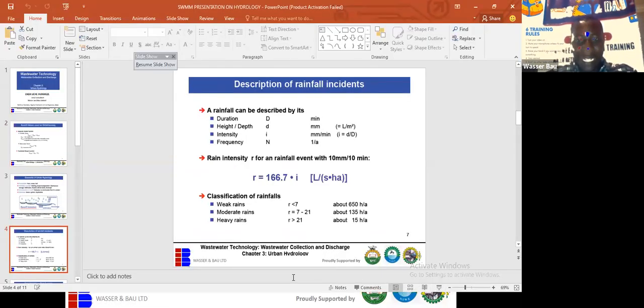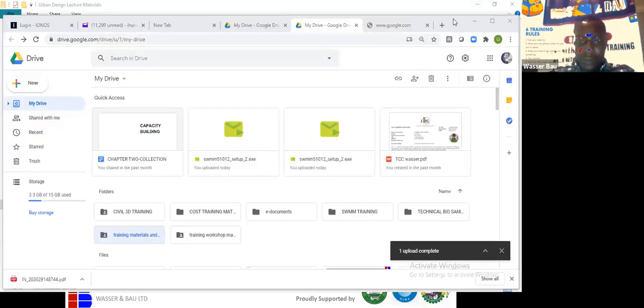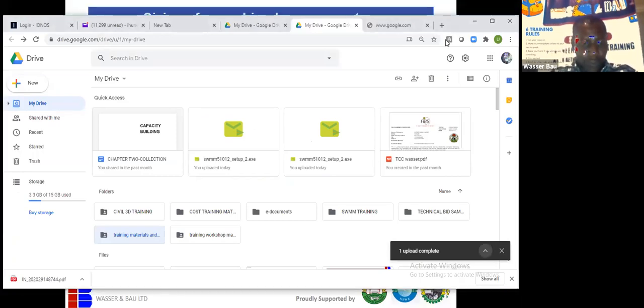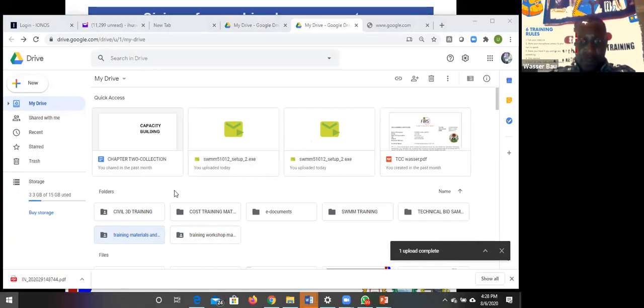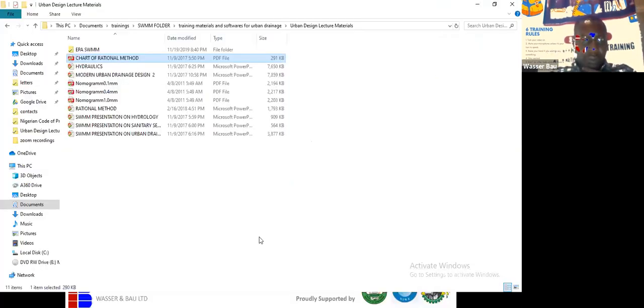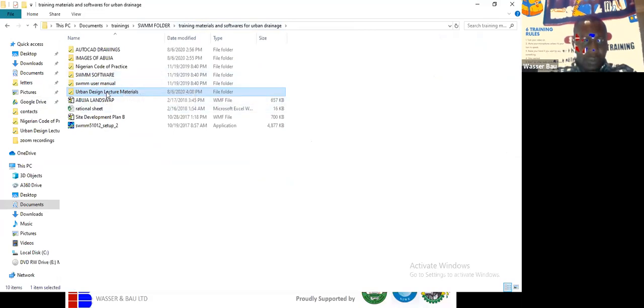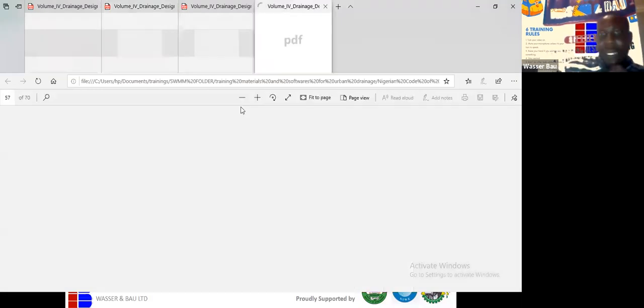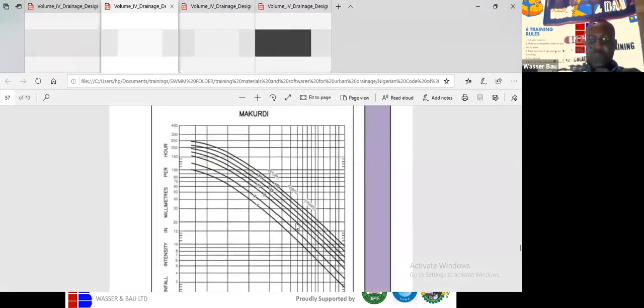I showed us what it looks like, from what was done from the highway design manual. Rainfall, intensity, duration curve. What does it look like? I think I've shared that with us. Okay, good. This is what it looks like.